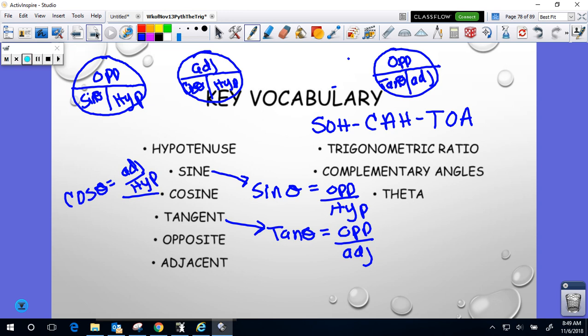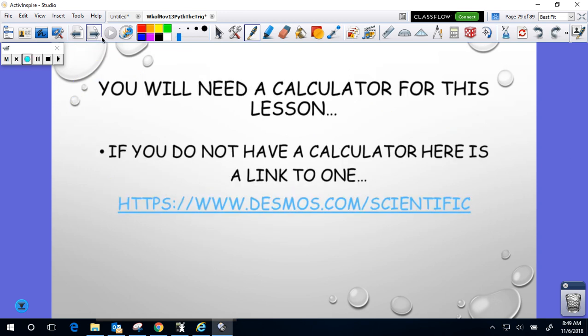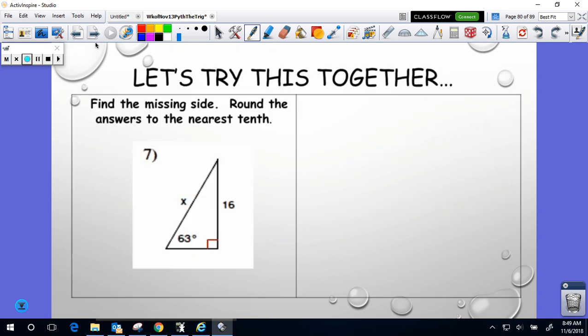Let's go ahead and keep moving. Once again, you're going to need your calculator, so make sure you grab that. And if you don't have one, you can always get one online. So let's go ahead and go through this one.